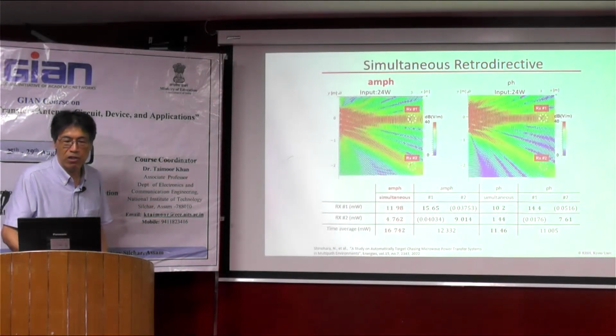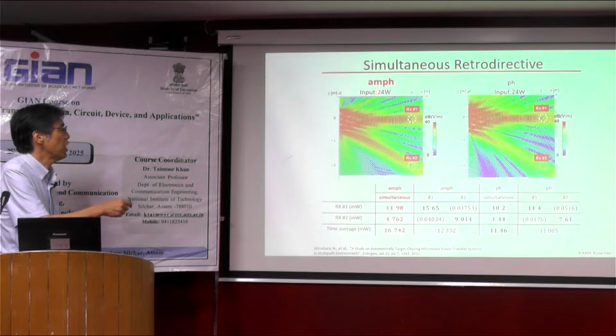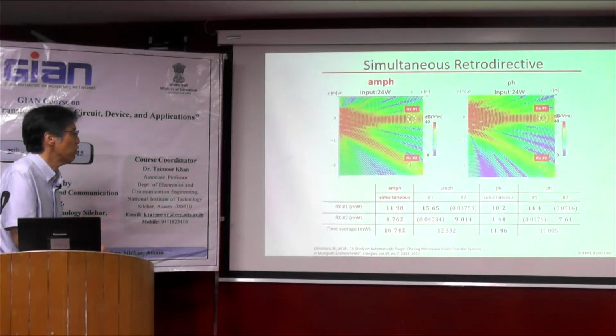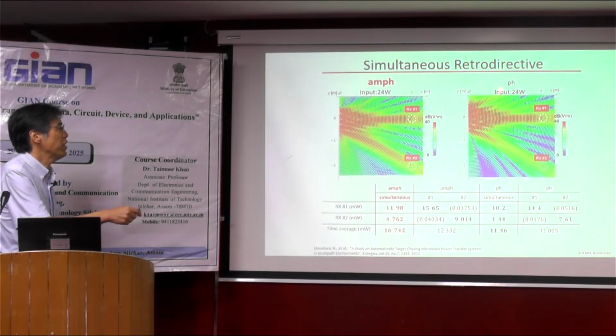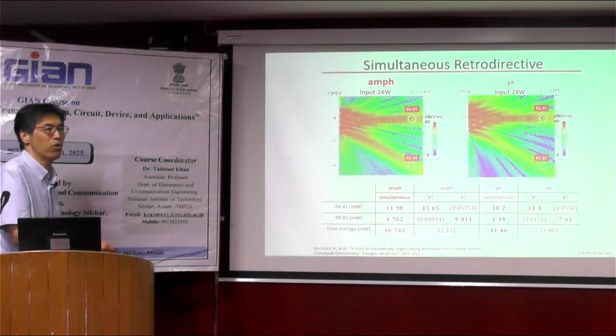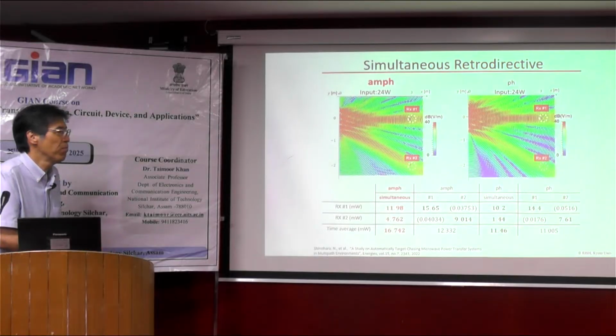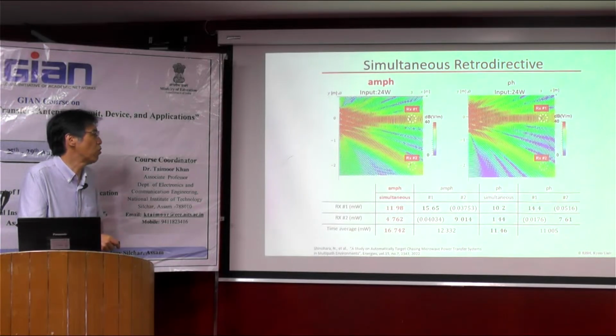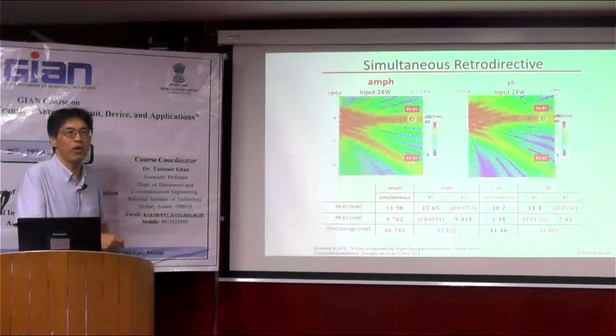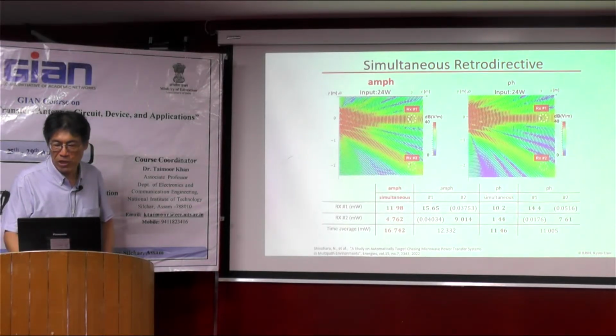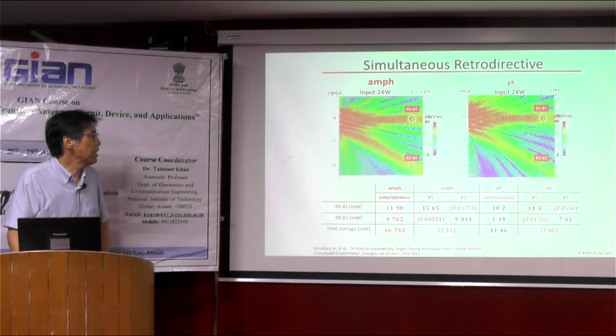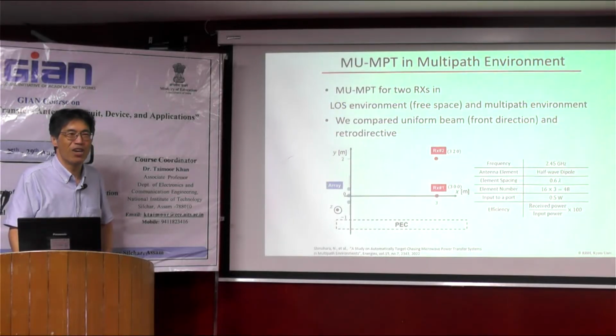So we named it amplitude conjugation. And as a result of the amplitude and phase conjugation, we can increase the received power. This is the result of simple phase conjugation retrodirective only. Compared to this result, the amplitude and phase conjugation system is better. So it's our Kyoto University original technology. And at last, we combine multi-user and multipath.